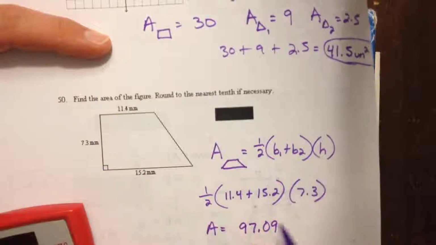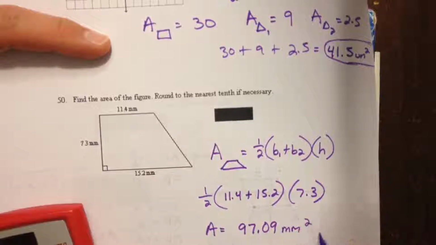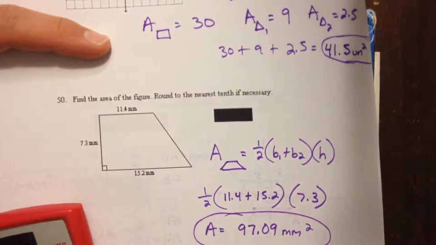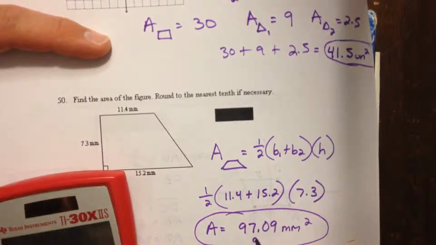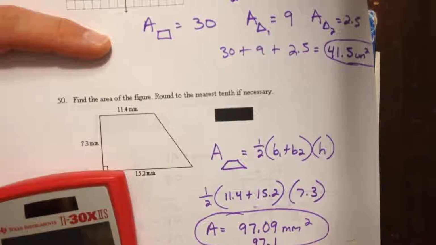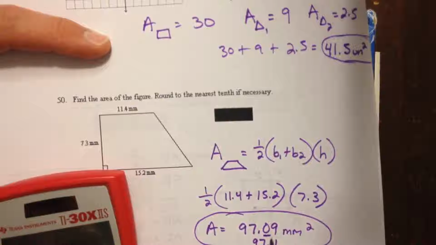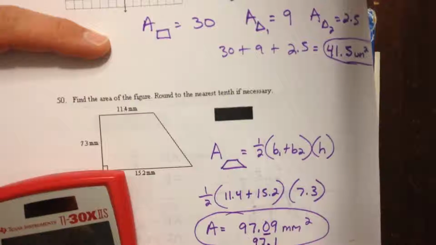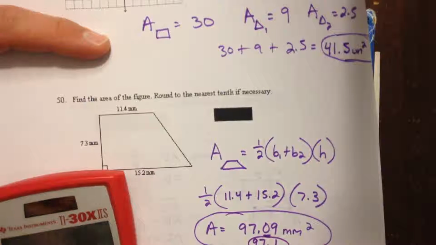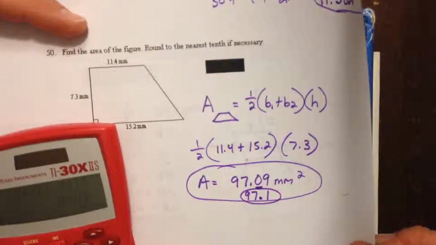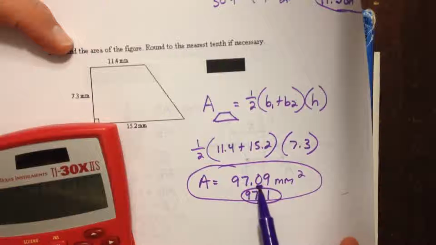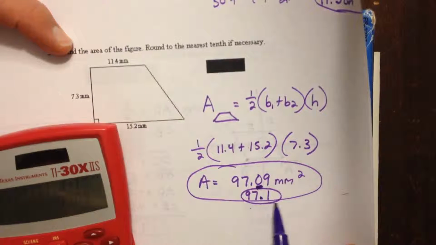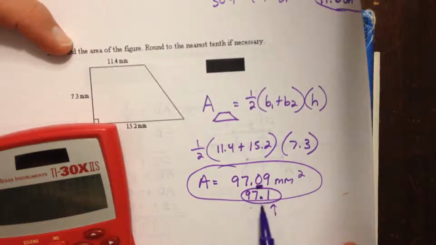Now, this one did give you units, so we're talking about area, so it's square units. It says round to the nearest tenth, so I should have done a better job with that. Sorry, I was showing that that's the tenth spot. The 9 tells the 0 to go up 1, so to the nearest tenth is 97.1.